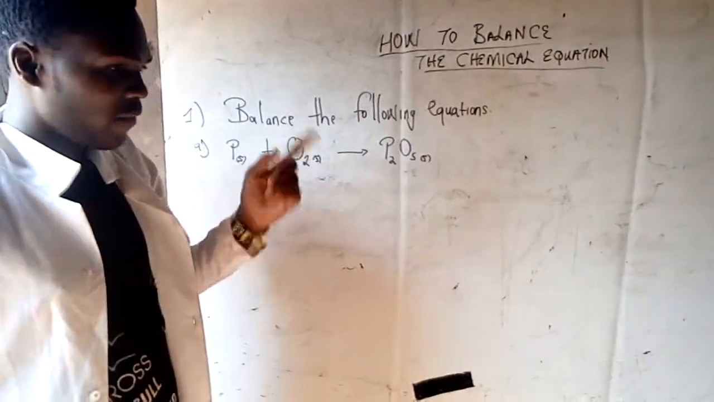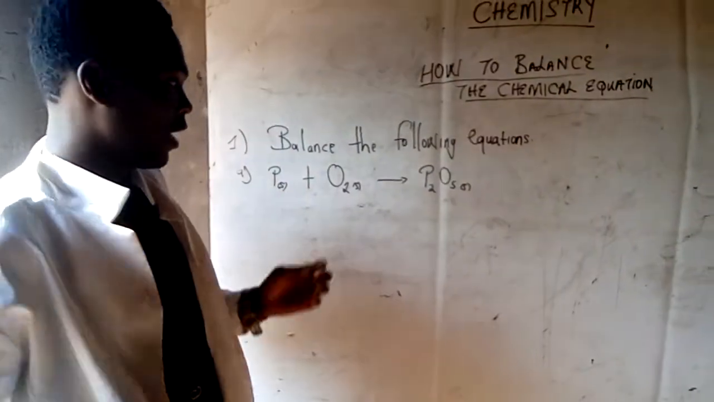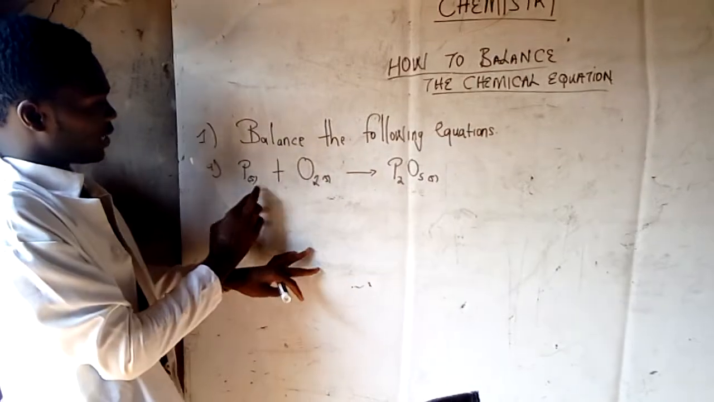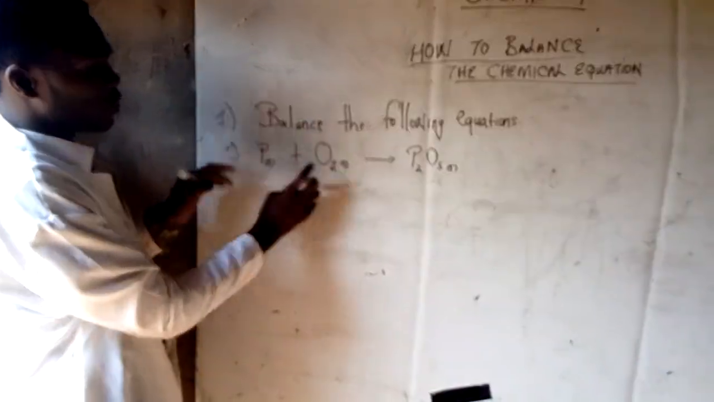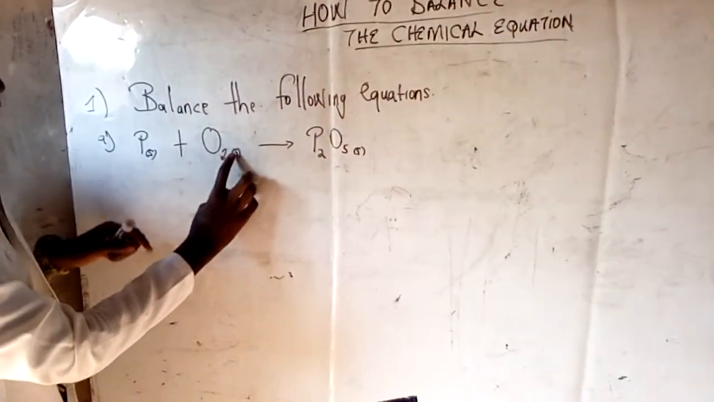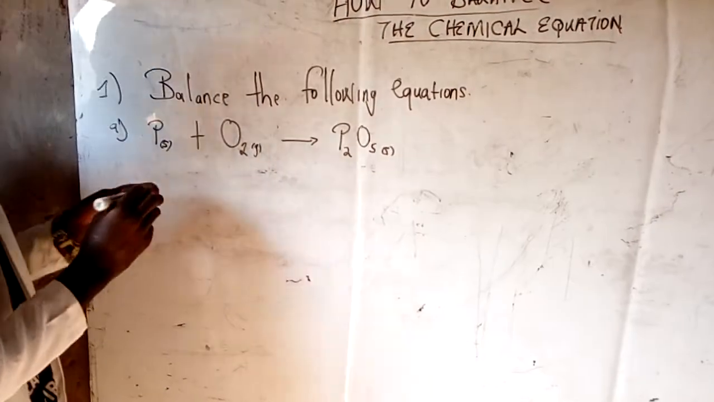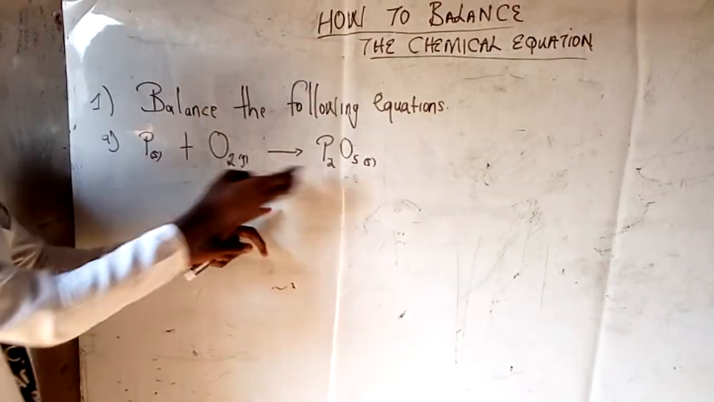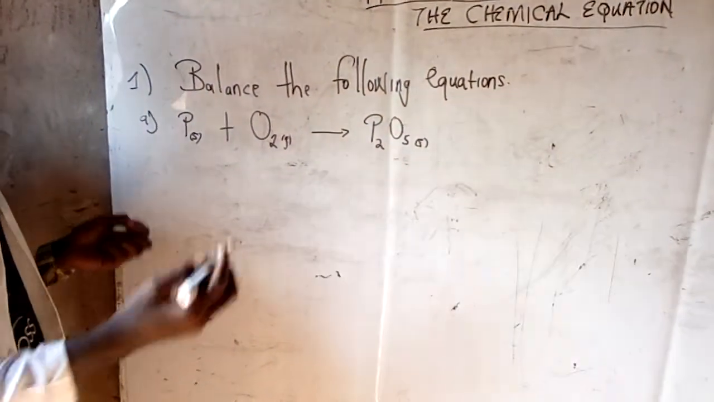Now we have the simplest way of solving the balancing of a chemical equation. On this side we have the reactants. We know that at the left side we have the reactants, so phosphorus was reacting with oxygen gas. Sorry, phosphorus is a solid, so this needs to be S. Phosphorus as a solid reacts with oxygen, which is a gas, and they form phosphorus oxide.